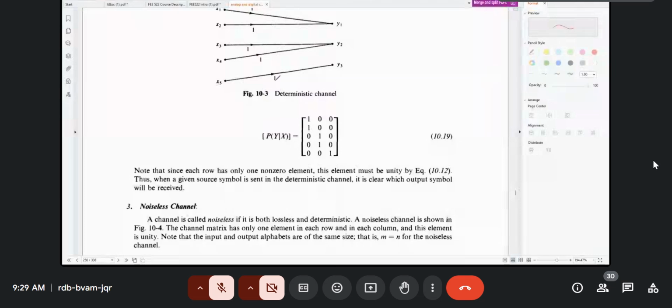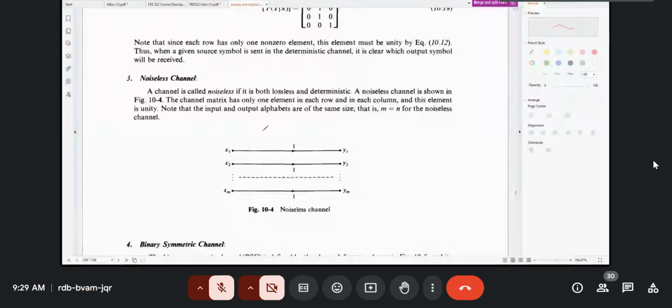So that is a deterministic channel, and of course there is a noiseless channel. And for the noiseless channel, you can see m is equal to n. So they are both. The matrix, of course, will be something like that.